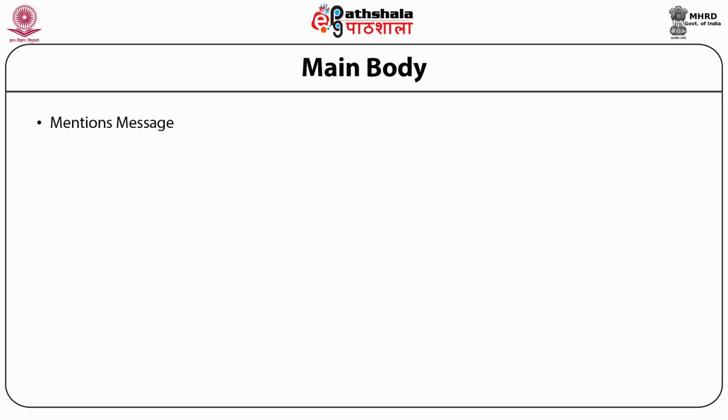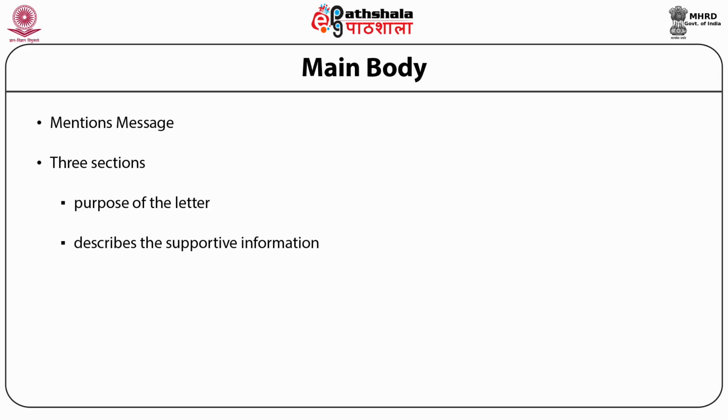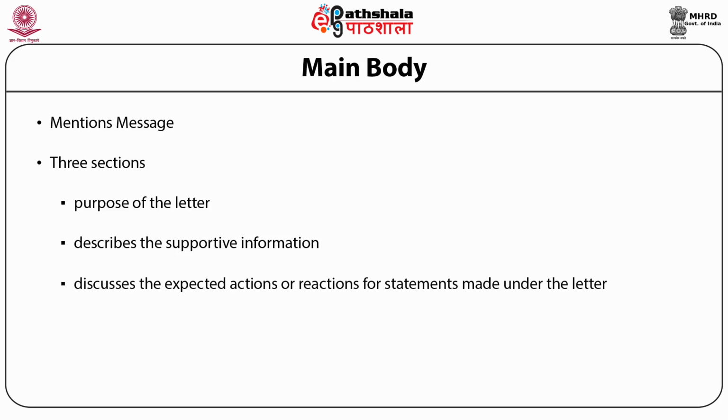The component body of the letter is its main part. It can be further divided into three sections. The first section points towards the purpose of the letter and mentions the reason for writing it. The second section conveys the details and describes the supportive information for section one. Finally, the last section discusses the expected actions or reactions for the statements made in the letter.